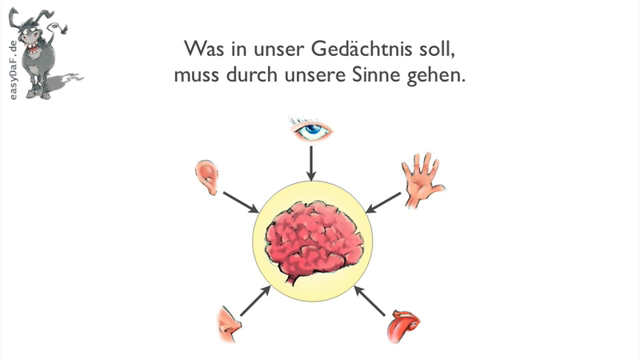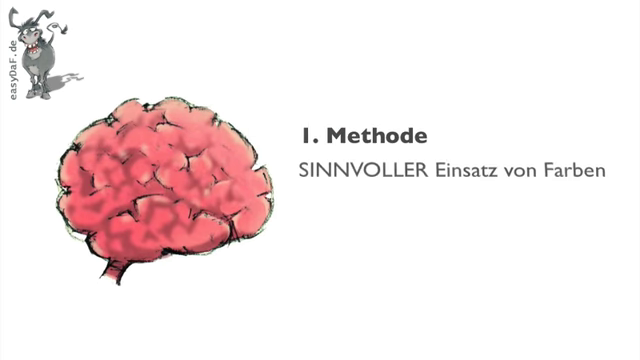And you've already learned that you can learn abstract grammar rules all the better as you centralize it, as you make it graspable for your senses. And this is what we're going to deal with today. I'll show you the first very efficient method, which I call the meaningful use of colors.